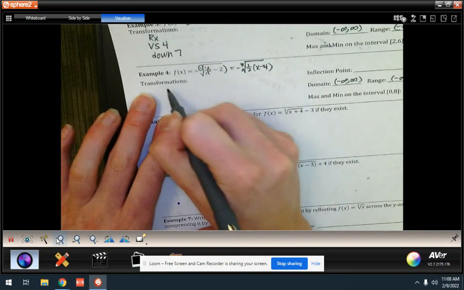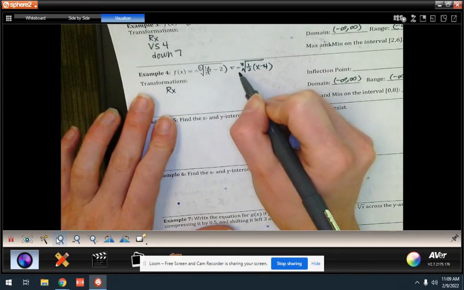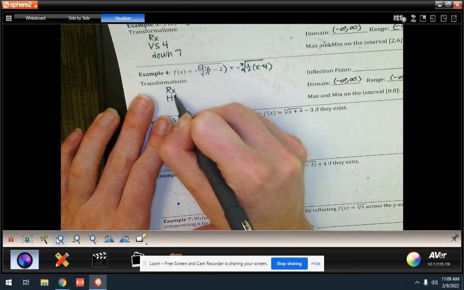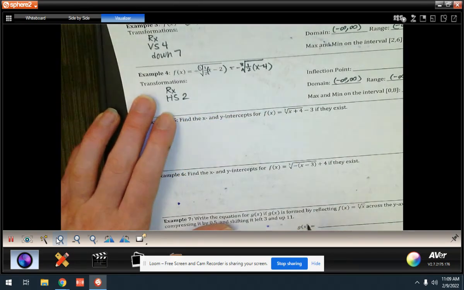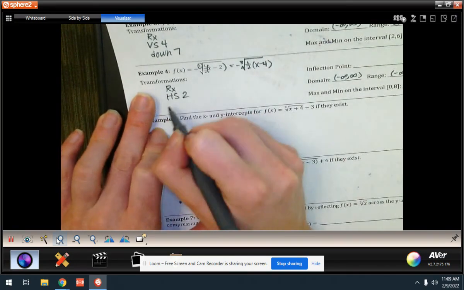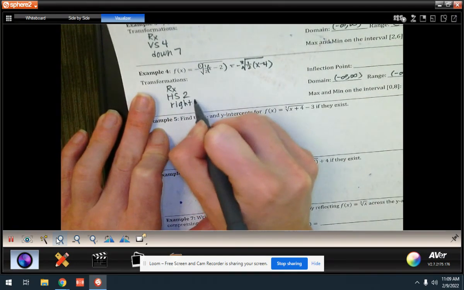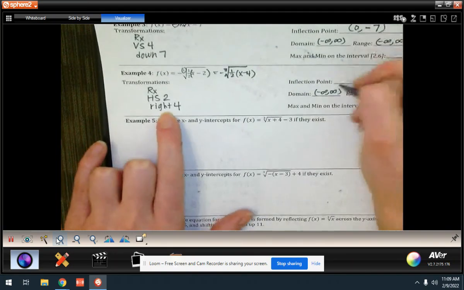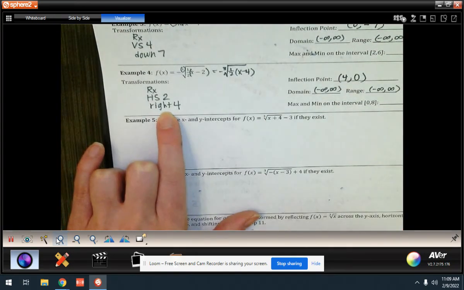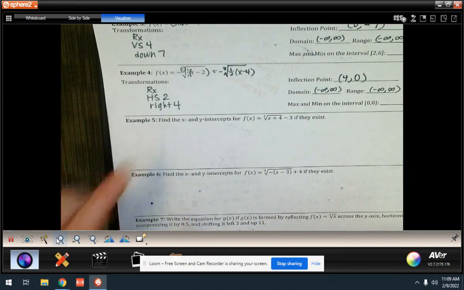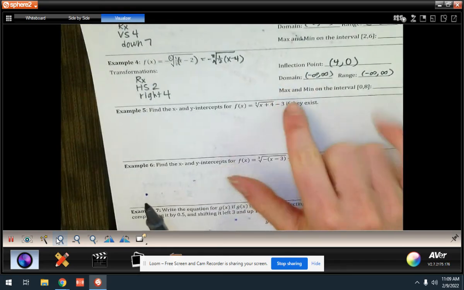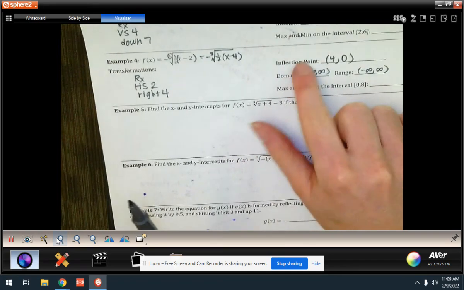Okay, and so we have an Rx still because the negative is outside the radical. And then that 1/2 inside is a horizontal stretch by 2. Everything inside the function is backwards and crazy. And then -4 moves you right 4. And so right 4, and then it hasn't been moved up or down, so it's still sitting at 0 for the y coordinate. Okay, so that's how you would deal with transformations, inflection points, and domain and range, and also point of symmetry.